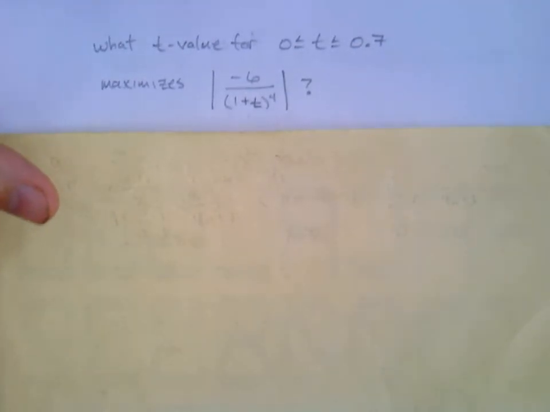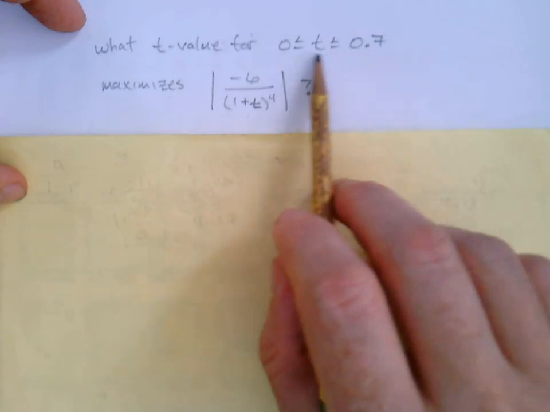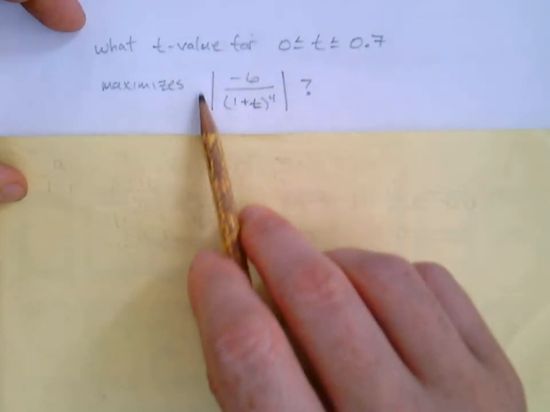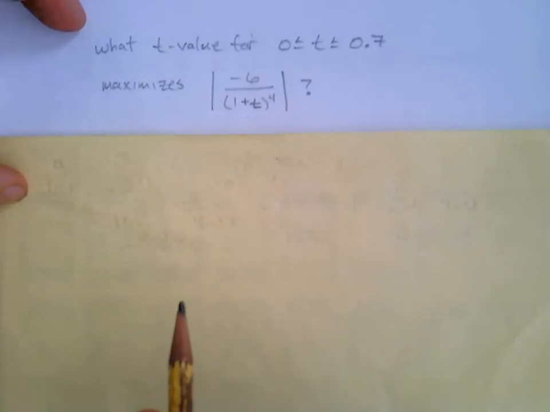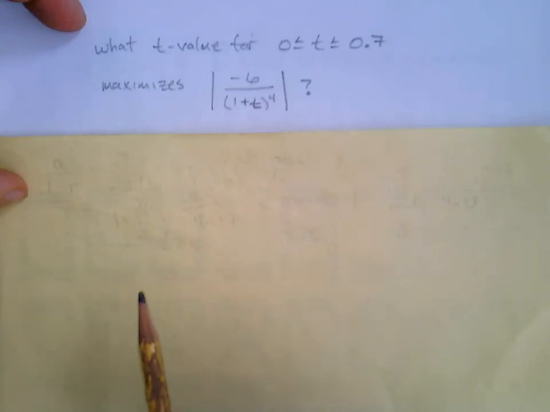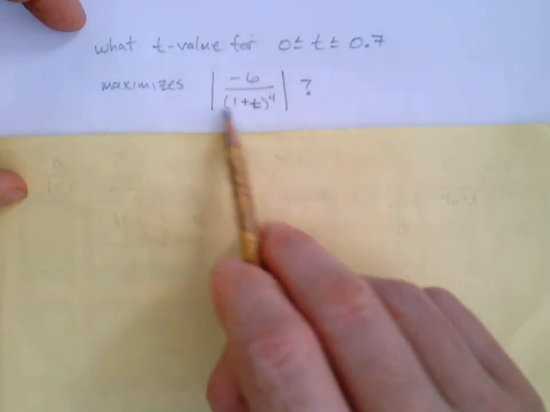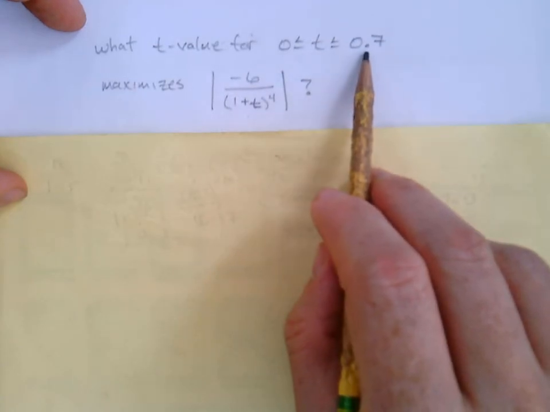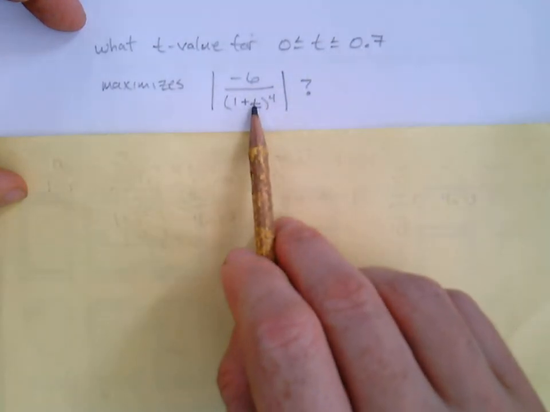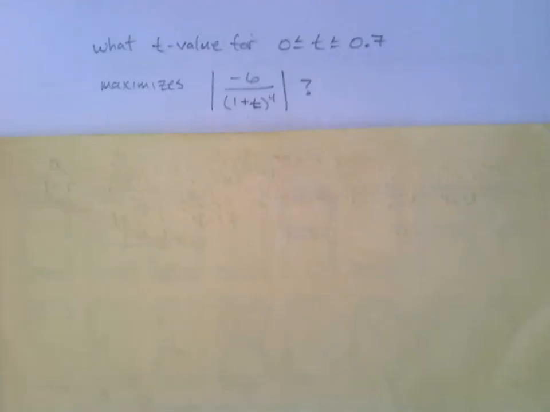Okay, so we don't need any fancy techniques for this. We're not going to take any derivatives or anything like that. Just think about it. What value of t in here should we plug in to make this as big as possible? And it's pretty common for it to be one of the two extremes. Should we pick t to be 0? Would that maximize this whole thing? Or should we pick t to be 0.7? If we plugged in 0.7, would that maximize this whole thing? If you're not sure, grab your calculator and just test the two extremes.